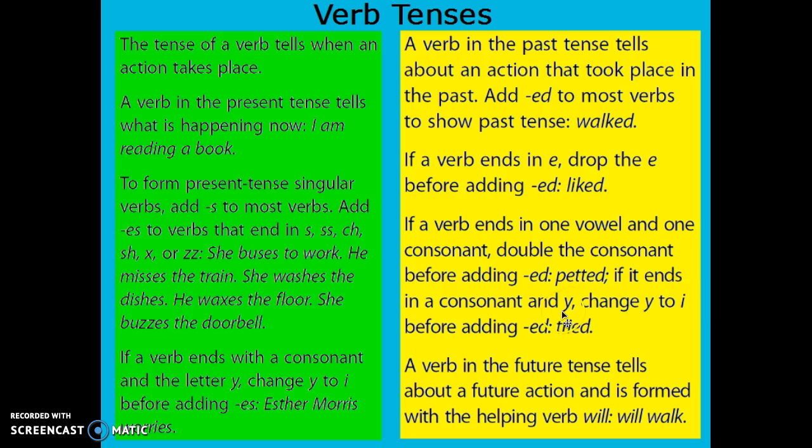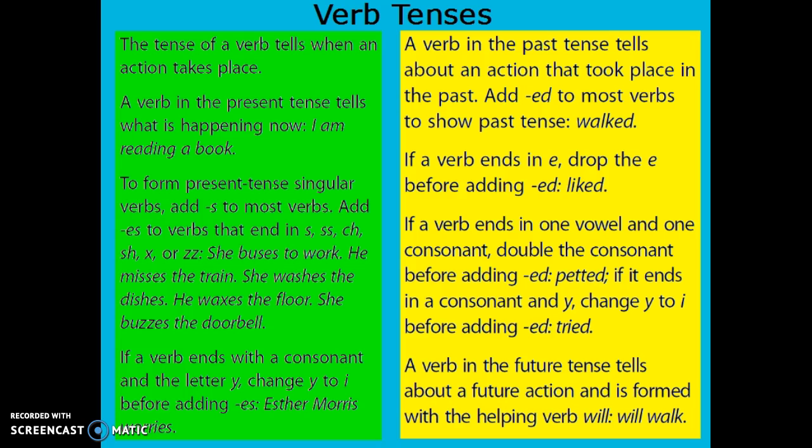If it ends with a consonant and a y, we change the y to an i and add our ending ed. So try is T-R-Y. If we want tried in the past tense, we change the y to an i and add ed. A verb in the future tense tells about a future action and is formed by adding the helping verb will. So, we will walk after school tonight.